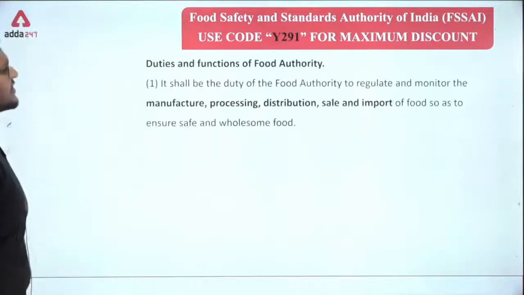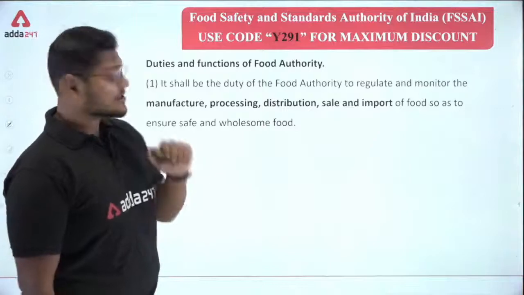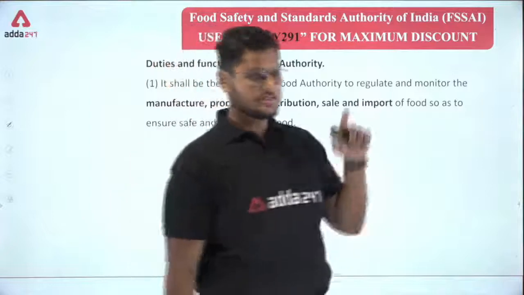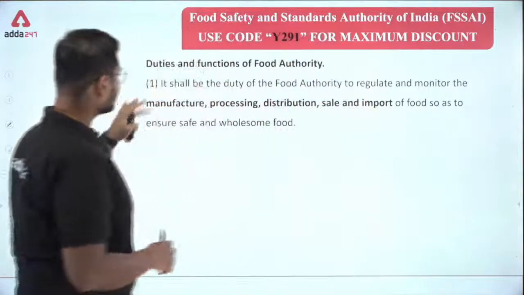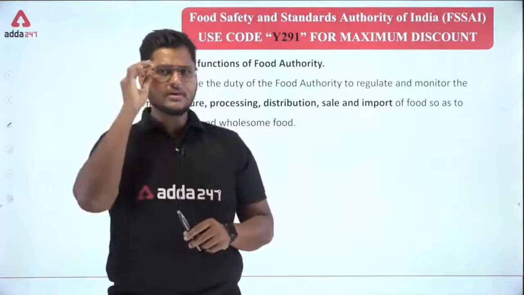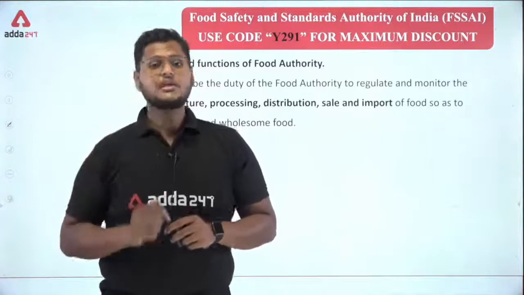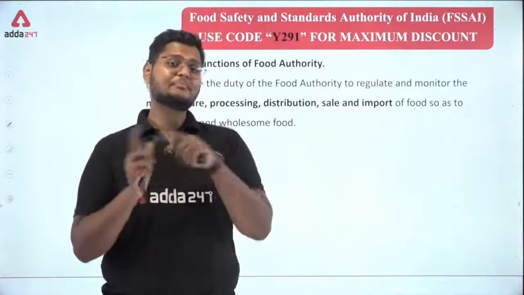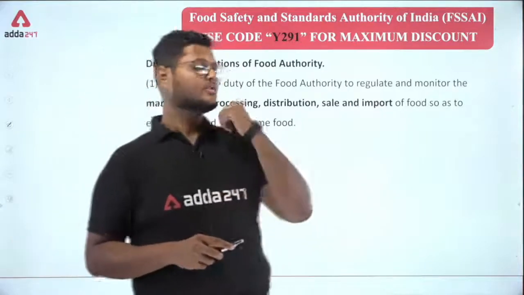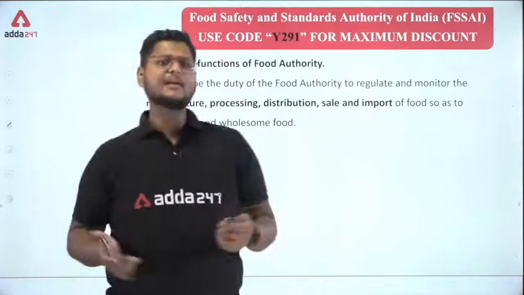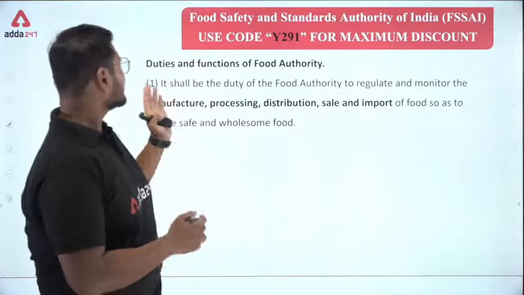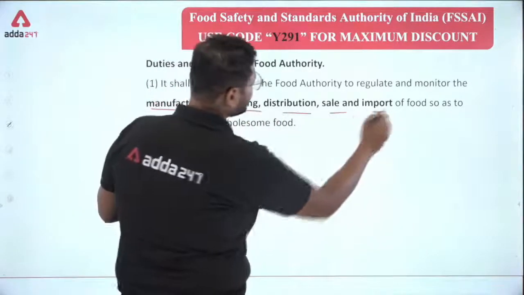So the first one, the duties and the functions of the food authority. It shall be the duty. See, before starting this session, let me tell you that these points are pretty large. I have already shortened this point. These points are usually of 5 to 6 lines. So what you need to do is remember certain keywords. Those keywords will help you to remember the complete statement, or else it will be really difficult to remember all these things in the exam. If you can remember then it's well and good, but if you cannot remember then you can go ahead and remember the keywords. Clear guys?